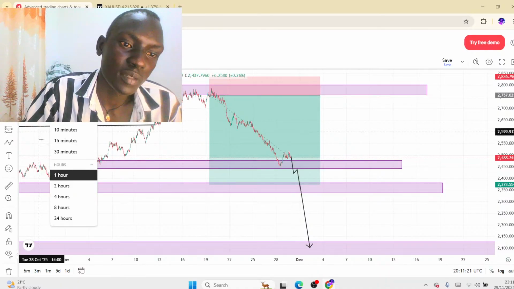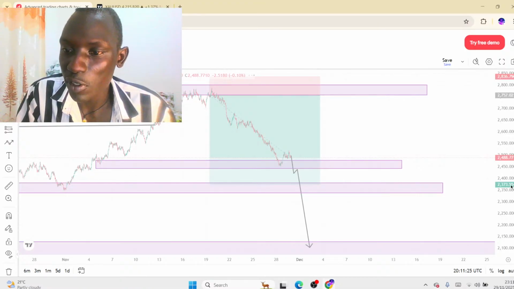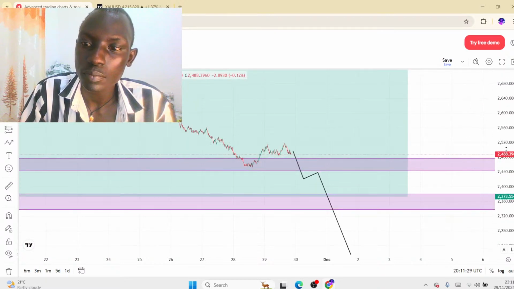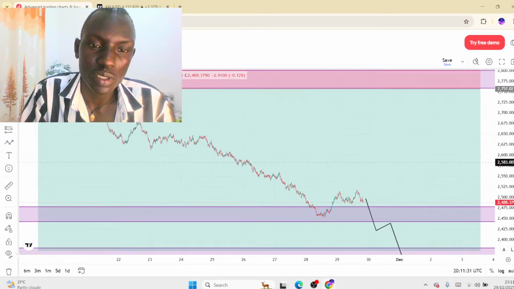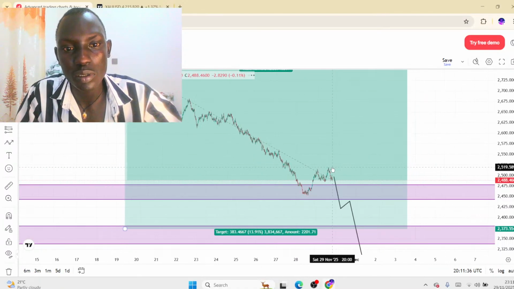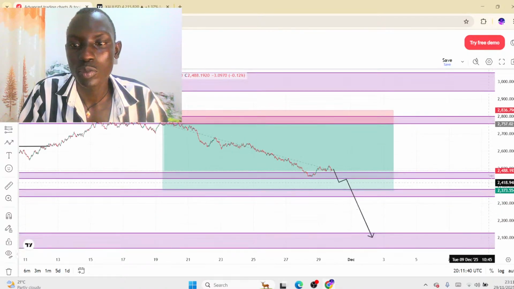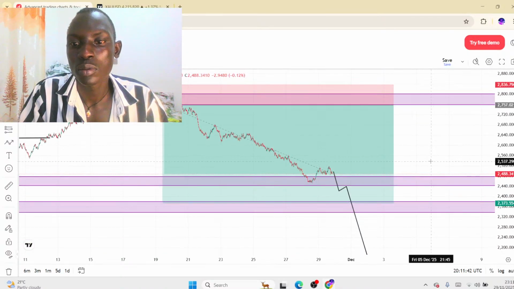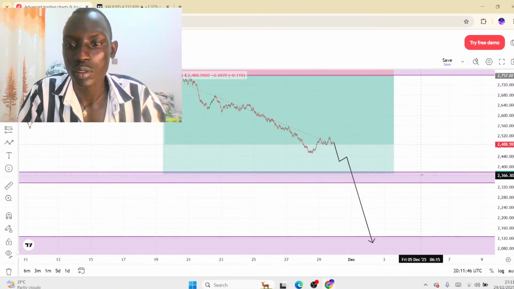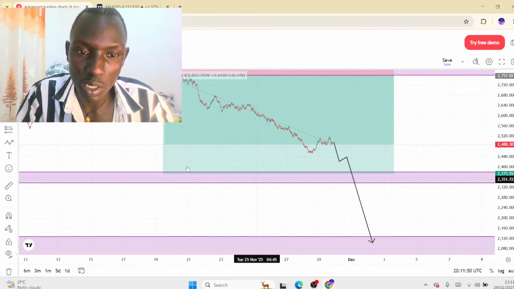On the 15 minutes, what we shall see is not going to be different from what we are seeing in the high time frame. Let me zoom it in. So all these were our zones right here. This is our TP now, which is our zone also.